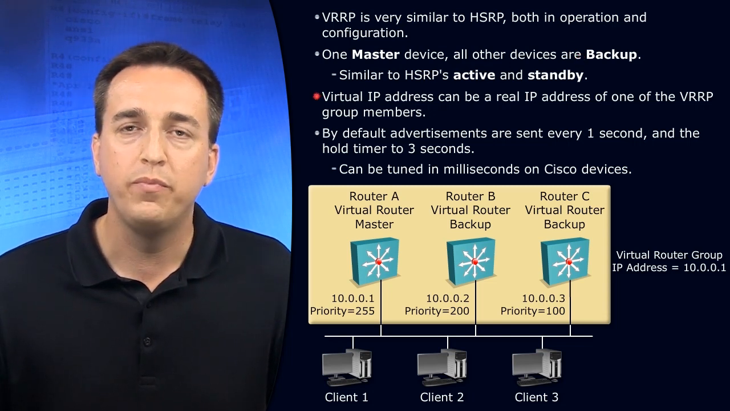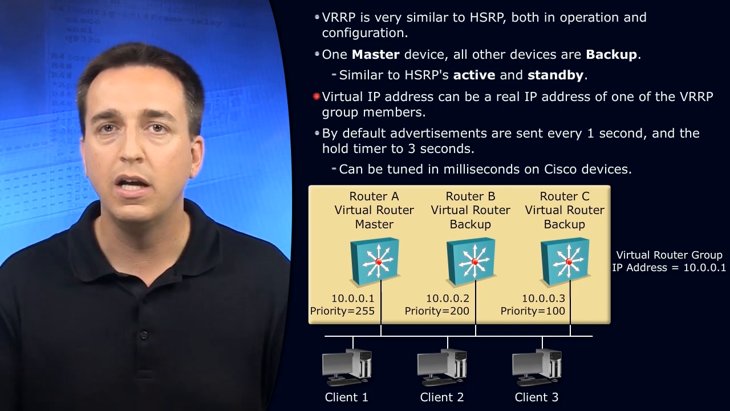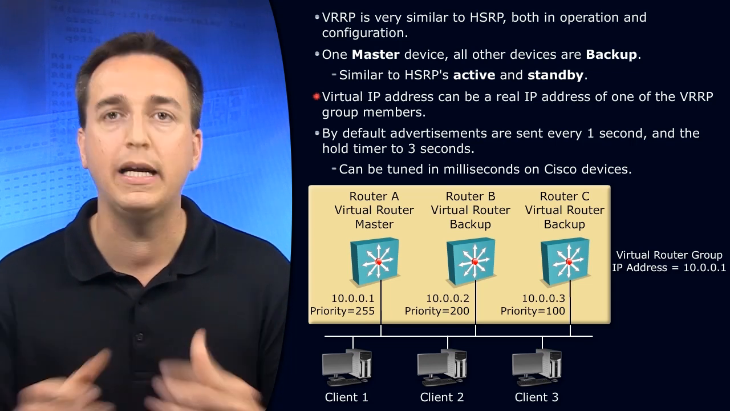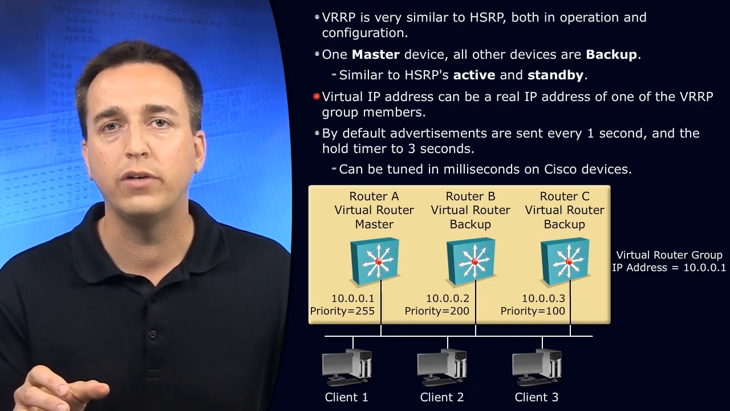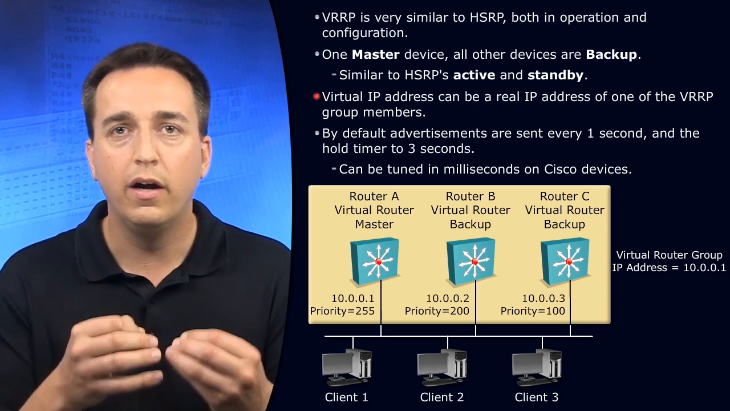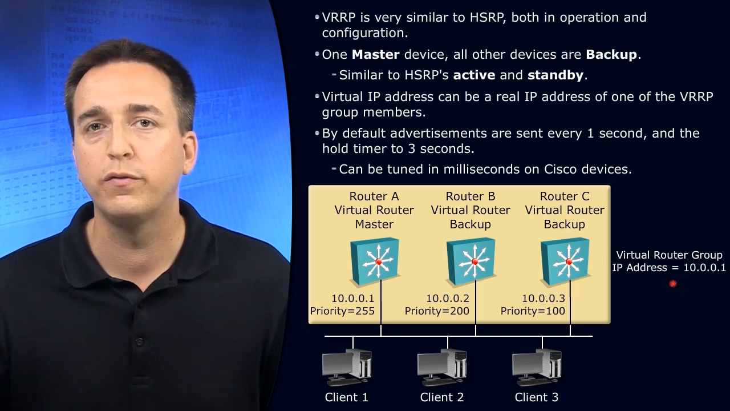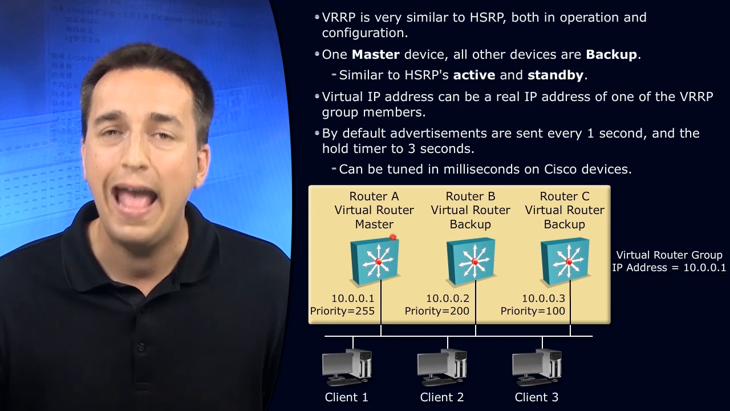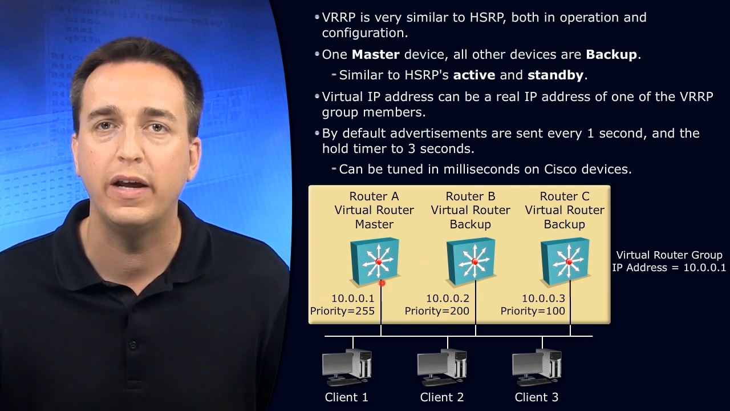With HSRP, the virtual IP address could not be the same as the IP address of a device in the subnet. So as a result, it had to be a unique IP address, whereas with VRRP, you can configure the virtual IP address as one of the IP addresses that are on one of the router's interfaces. So in this example, when you look at the virtual router group, it is 10.0.0.1. Router A has that particular IP address associated with its interface.